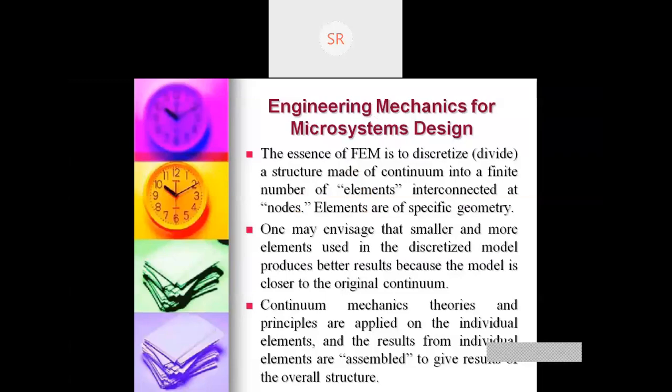Okay, so the important thing is division: dividing the structure into elements interconnected at nodes. After that, I'll apply the mechanics theories at the element level, and all the results are assembled to give the overall structure result.